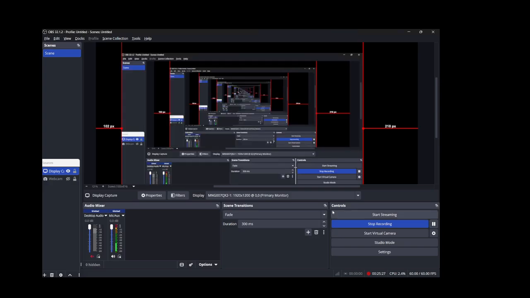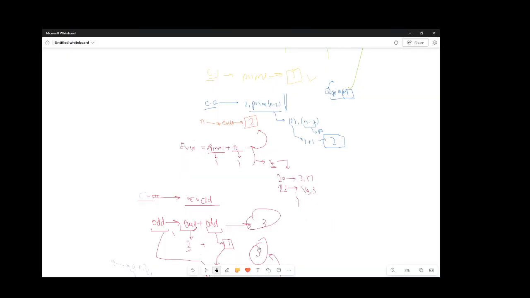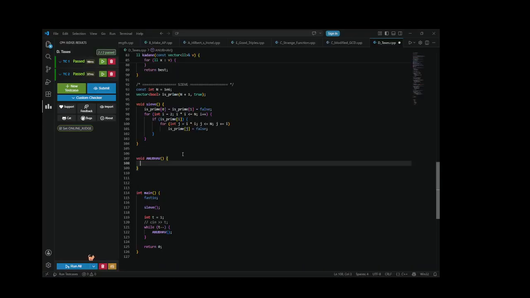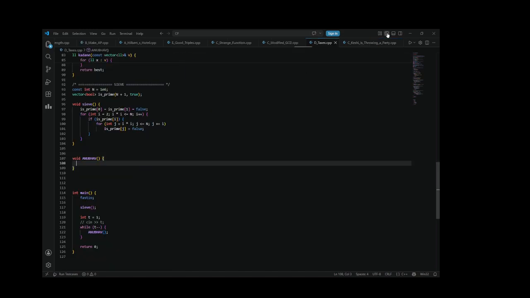One minute. As I have already solved it. Oh, the battery of my earbuds is very low.